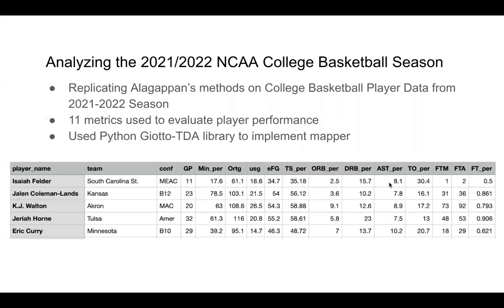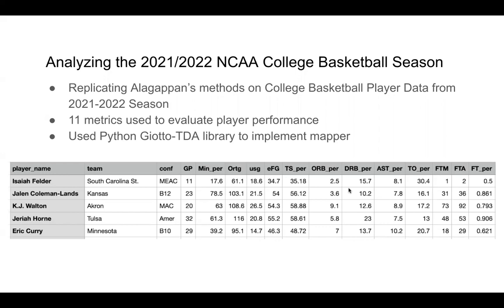So now let's talk about our implementation. We replicated Algonquin's methods using college basketball player data from the 2011-2012 season, and we used 11 different metrics: points, minutes per game, offensive rating, usage rate, blocks, effective field goal percentage, true shooting percentage, total rebounds, defensive rebounds per game, assists, and three-pointers per game. Overall, these are just common statistics used to quantify player production. And with these metrics, we use the Python Giotto-TDA library to actually implement the mapper algorithm.